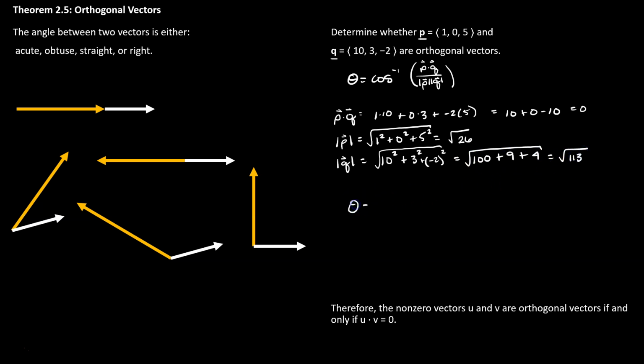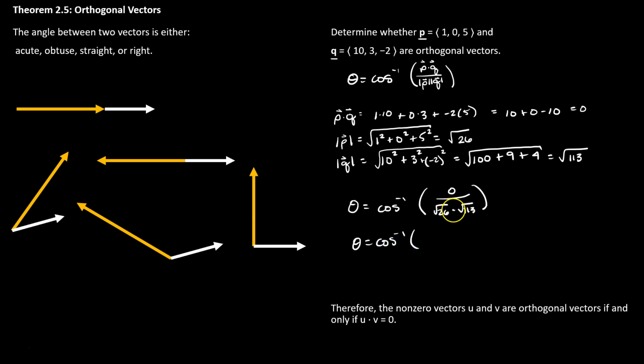We're ready to plug it in. 0 on top for the numerator, root 26 times root 113 in the denominator. Just like in the last problem, if we can simplify what's inside the parentheses, we ought to.